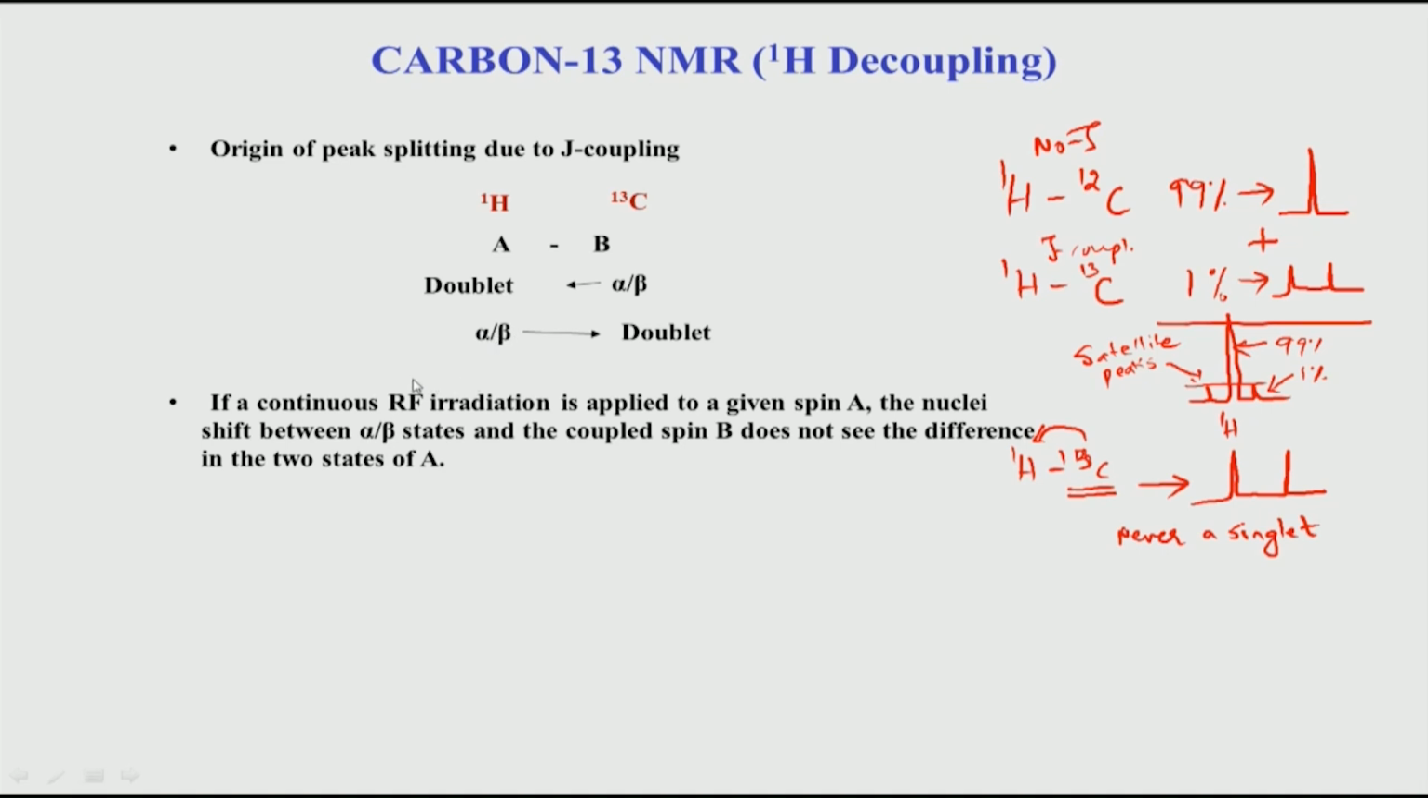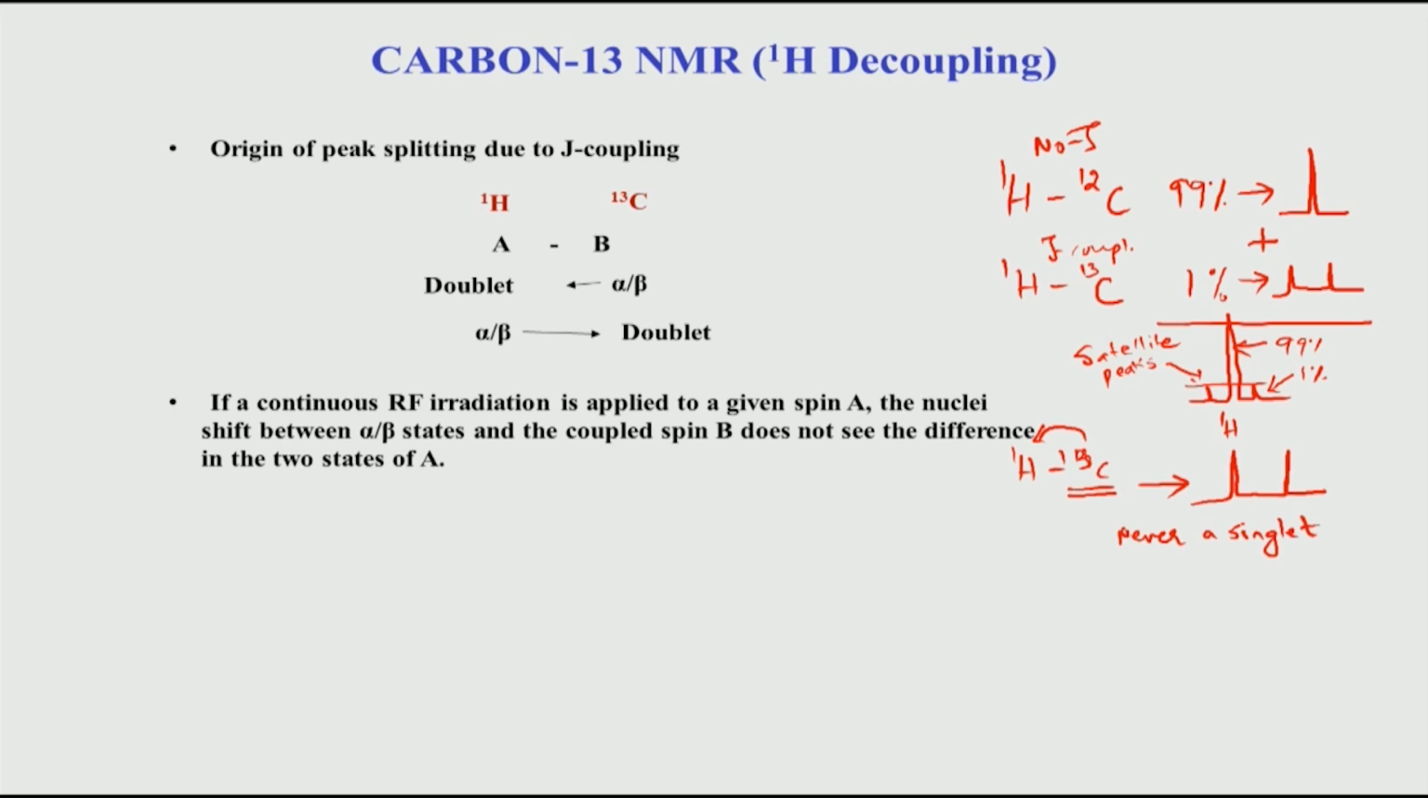How do I do that? I can apply a radiation. If I apply an RF radiation on spin A, which is hydrogen, continuously, the population shifts between the alpha and beta states. Why does it shift? Because remember, as we saw in the very beginning, when you apply an RF radiation equal to the energy difference, the molecules will jump from alpha to beta and vice versa. This process will keep happening, alpha going to beta and back, if I keep applying a continuous radiation. So, basically I am equalizing the population; earlier it was a Boltzmann population, but now it will be equal.